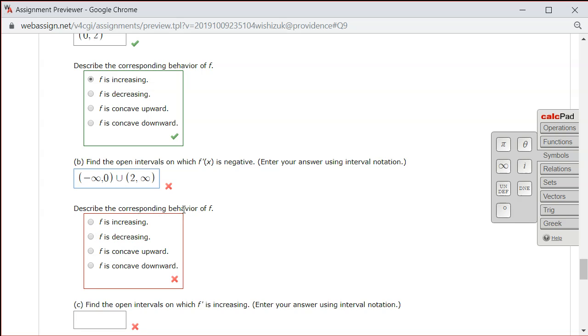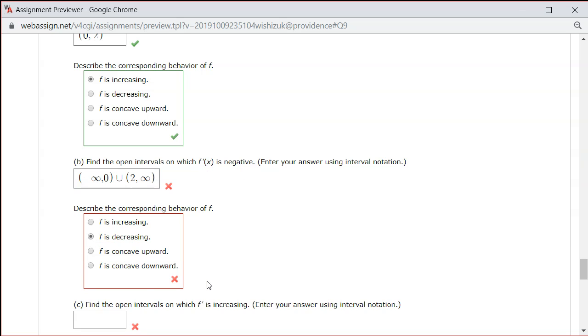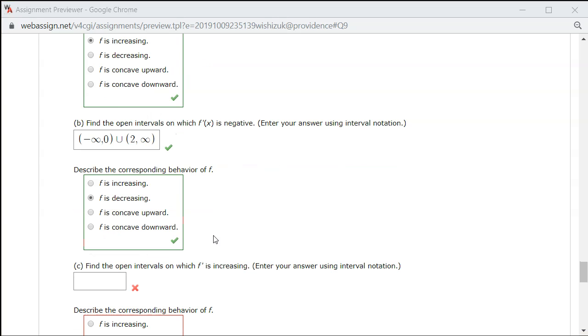Describe the corresponding behavior of f. If the derivative is negative, it has to be decreasing. Alright, let's check the answer. It came back and it looks like we got part B correctly.